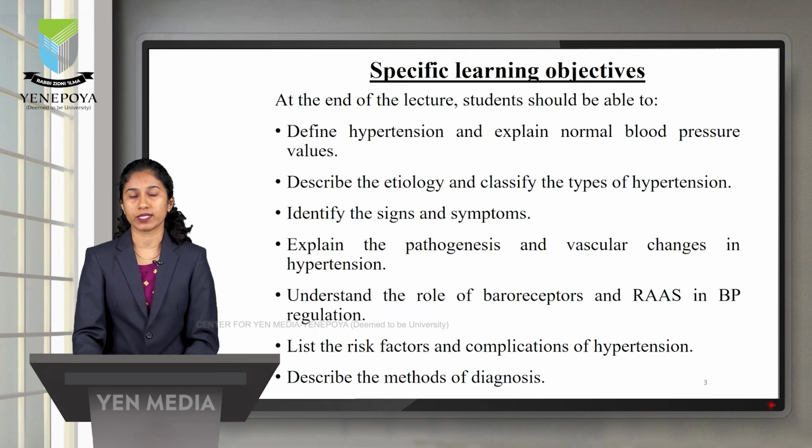Specific learning objectives. At the end of the lecture, students should be able to define hypertension and explain the normal blood pressure values, describe the etiology and classify the types of hypertension, identify the signs and symptoms, explain the pathogenesis and vascular changes in hypertension, understand the role of baroreceptors and RAAS in BP regulation, list the risk factors and complications of hypertension and describe the methods of diagnosis.